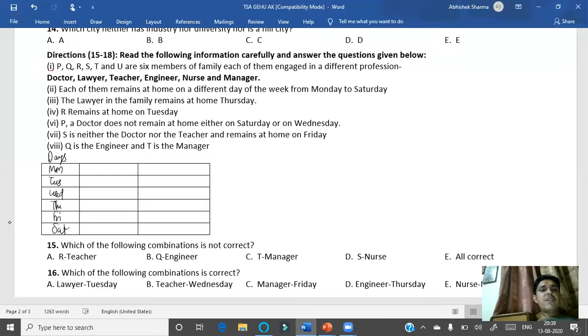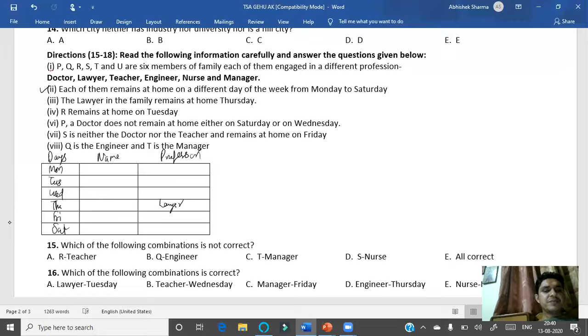Thereafter, we have the names of the people, P, Q, R, S, T, U, and their professions. So we can mark a master column as name and profession, right? Thereafter, just read the information and start putting in the available information. We are done with the first and second statements. Now the third statement is: the lawyer in the family remains at home on Thursday. So friends, Thursday and profession lawyer. So we can write the lawyer here, right?